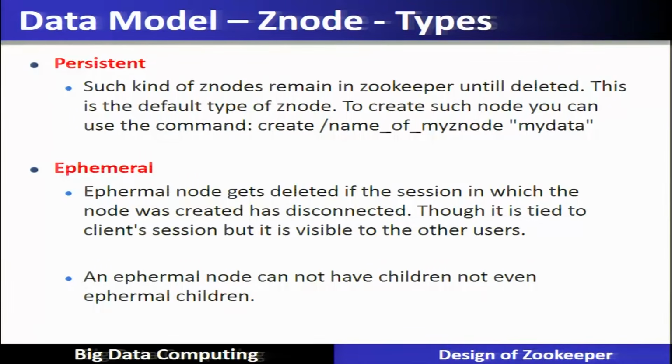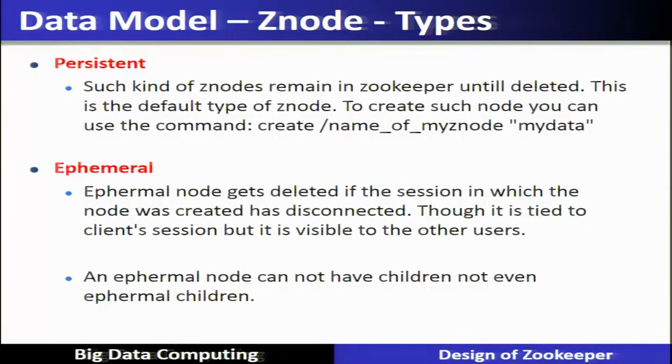Znodes have various types. There are two different types of Znodes. One is called persistent. Such a Znode will remain in Zookeeper until it is deleted. This is the default type of Znode. To create such a node, you can use the command create /name of my Znode my data.